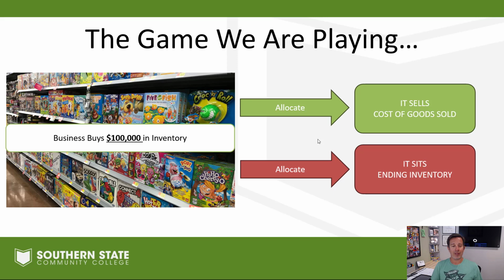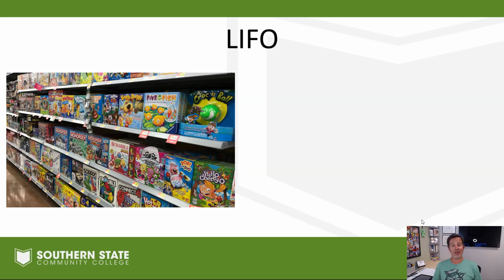So that's the idea. And we said in that allocation, if we think about that 100,000, if we're allocating it between cost of goods sold and ending inventory, well, when we add those two together, they should equal 100,000. And when we worked through our FIFO example from last time, we saw, in fact, that was the case. The cost of inventory was allocated exactly between cost of goods sold and ending inventory. We'll see the exact same thing as we work through our LIFO example.